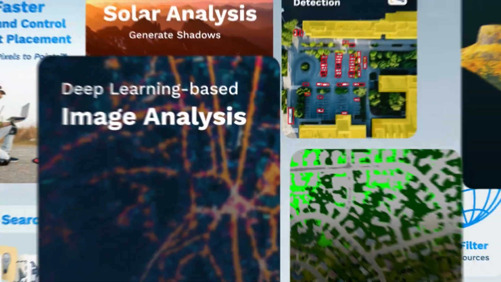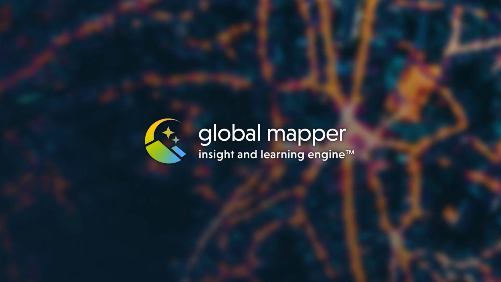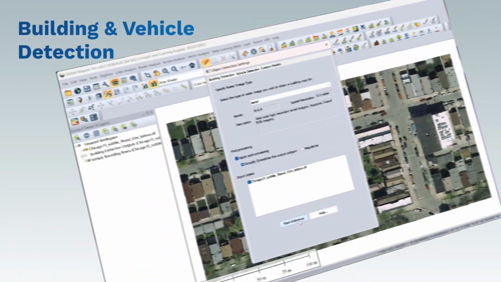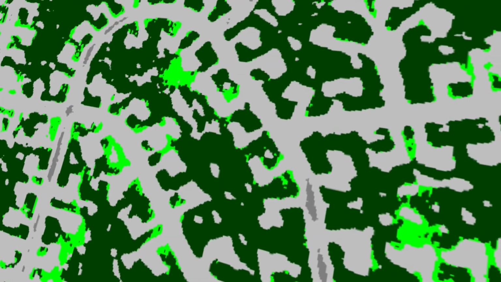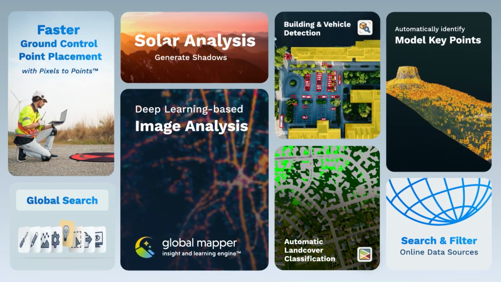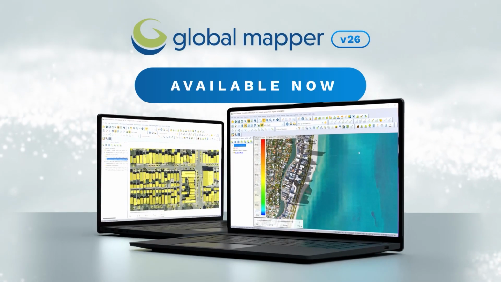So version 26.0 is the first version to include some of these deep learning based imagery analysis tools in a tool set that we are calling the Insight and Learning Engine. It has been released in its beta state currently and is available to all users who have a Global Mapper Pro license. So that's one of the major tools that was released within the most recent version.